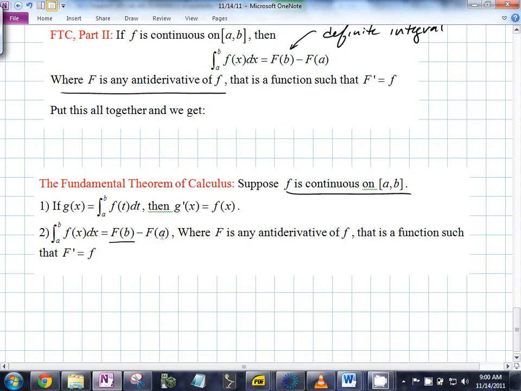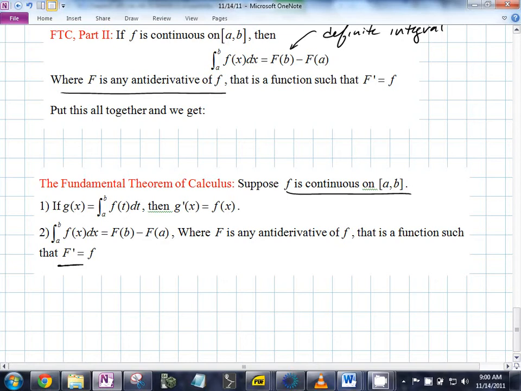Why does it say any antiderivative? How many antiderivatives does a given function have? Many of them. There's an infinite number of them, right? But that's only dependent on the constant. Exactly. And also when you subtract the constant from itself, what are you left with? Nothing. Exactly. You end up with nothing.